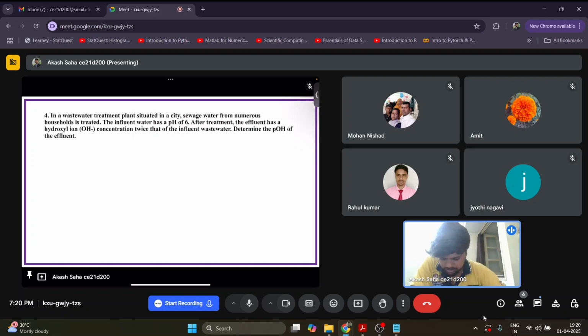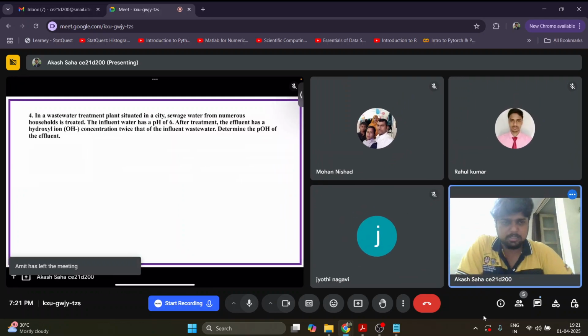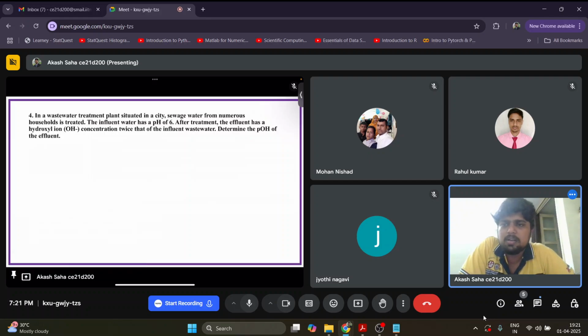Okay, next question. It says that in a wastewater treatment plant situated in a city, sewage water from numerous households is treated. The influent water has a pH of 6. After treatment, the effluent has a hydroxyl ion concentration twice the influent wastewater. Determine the pOH of the effluent. Okay, so it's simple. Hydroxyl and H plus ion concentration we have to talk about here based on the pH and the pOH. So there is a sewage treatment plant where sewage is coming and the influent pH is 6.